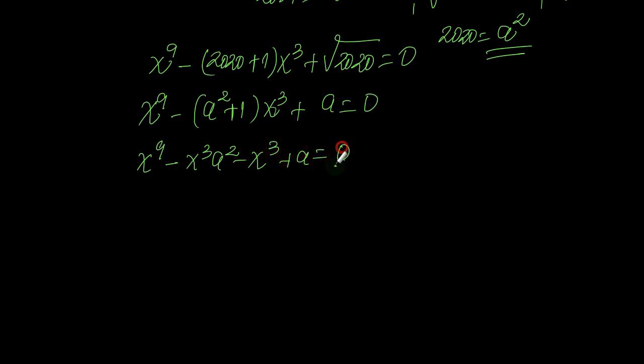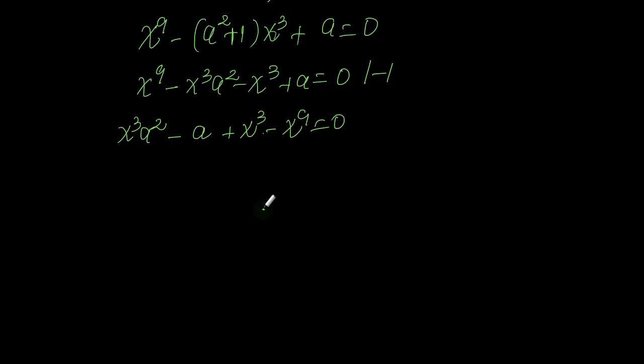a equals 0. I'm going to multiply both sides by -1, so I'm going to have x to the power of 3 times a squared, and then minus a, and then plus x to the 3, and then minus x to the 9. This is 0. Okay, let's solve this equation in terms of a. In terms of a, guys, this would be a quadratic equation, right? Which equation will this be?